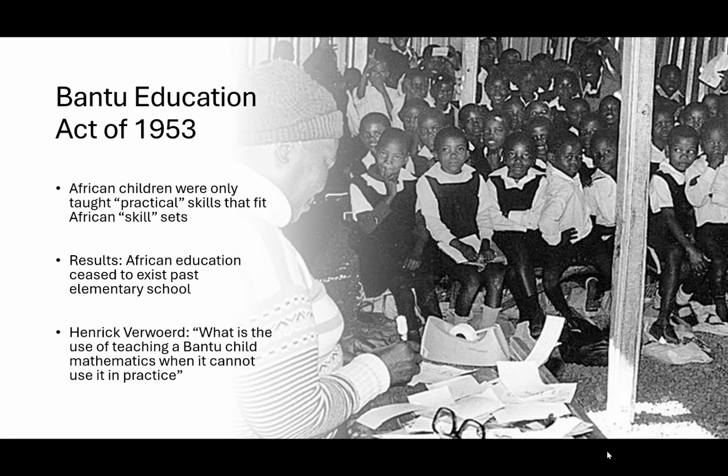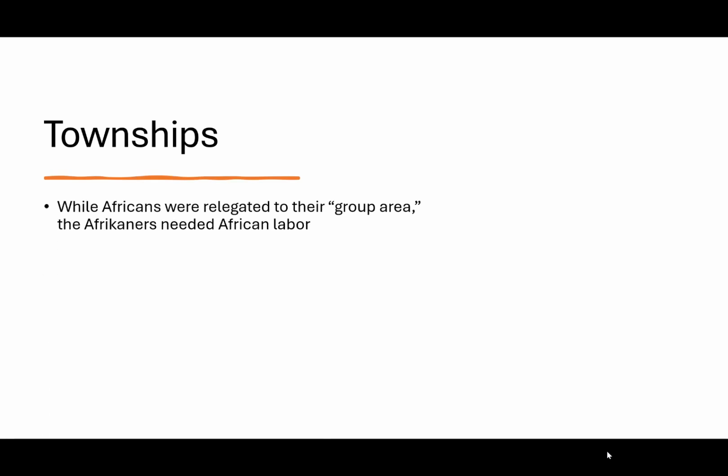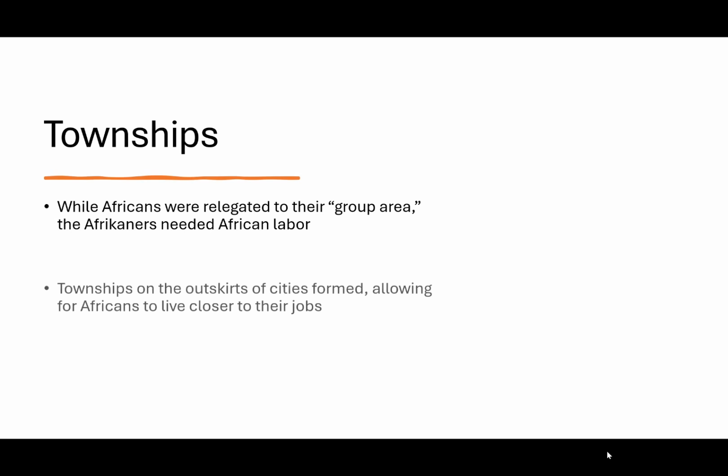Look at this image. Does that seem like a class you want to be part of? It's not comfortable. There's not enough seats. There's no resources. This was the future. And in all of this, we begin to see Africans that were in the urban areas are going to be relegated into townships. So if they were not able to get to the Bantustan, as we'll see later, they're going to be in townships.